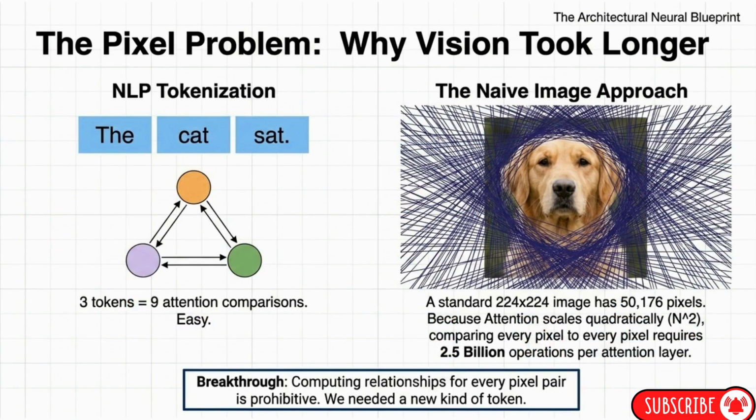Images are harder for transformers because images contain a huge number of pixels. In text, a sentence may have only a few words, but a normal image can have thousands of pixels. If every pixel attends to every other pixel, the computation becomes very expensive. So the solution was not to treat each pixel as a token. Instead, vision transformers divide the image into larger patches, like 16 by 16 pixel blocks. This reduces the sequence length and makes attention practical.